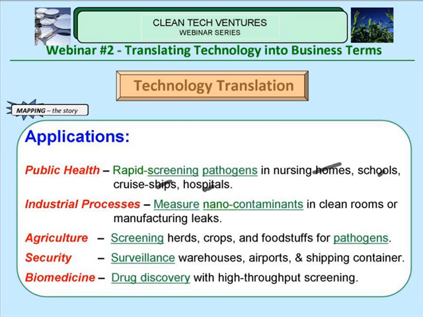In industrial manufacturing processes, so often there are nanocontaminants which are toxic. They need to be removed as they leak. Also, clean rooms need to have nanoparticles removed because of the fine R&D work or manufacturing that goes on.